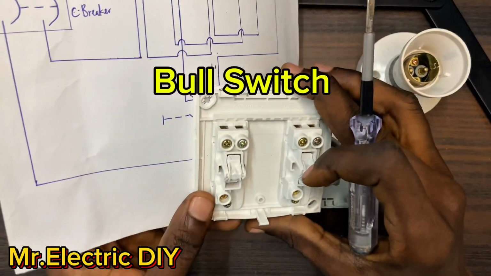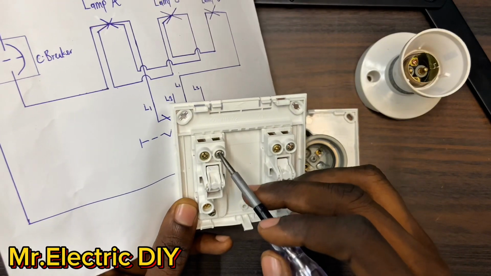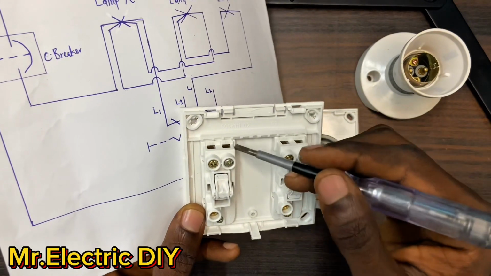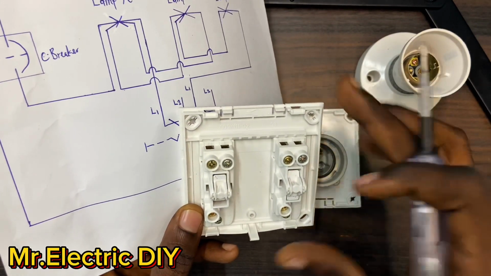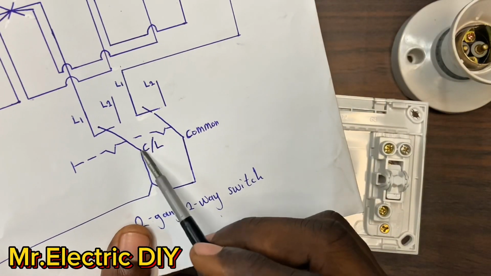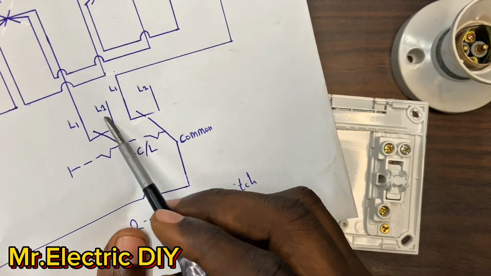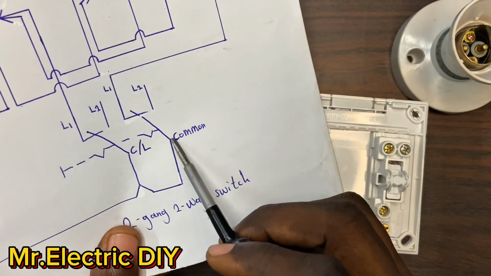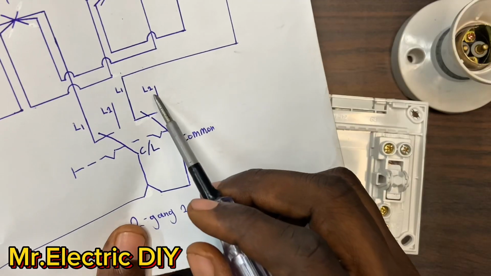This is the other switch. We have L at this side, that is the live. On other switches too, you might see C, that is the common, and this is the same thing. And this is the wiring diagram. We have the common at this side, L1 and L2. The same way we have the common at this side, we have L1 and L2.